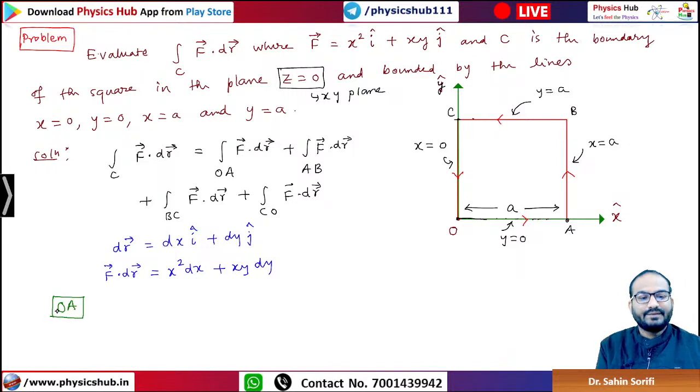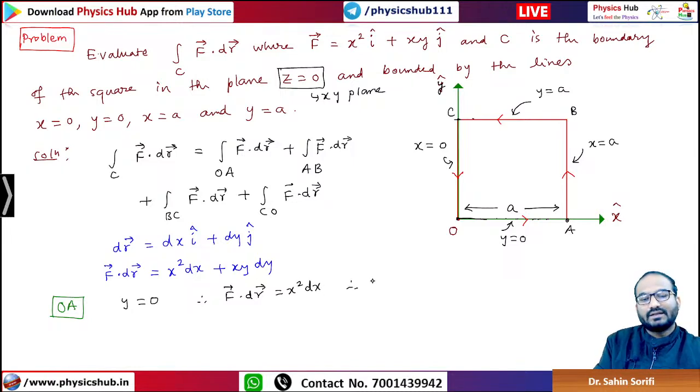So on the path OA, what can we write? On OA, what do we have? We have y equals 0. So if y equals 0, then what do we have? Only x square dx. F dot dr is x square dx, because the second term is 0, and that is why the integral on OA of F dot dr is nothing but the integration of x square dx.